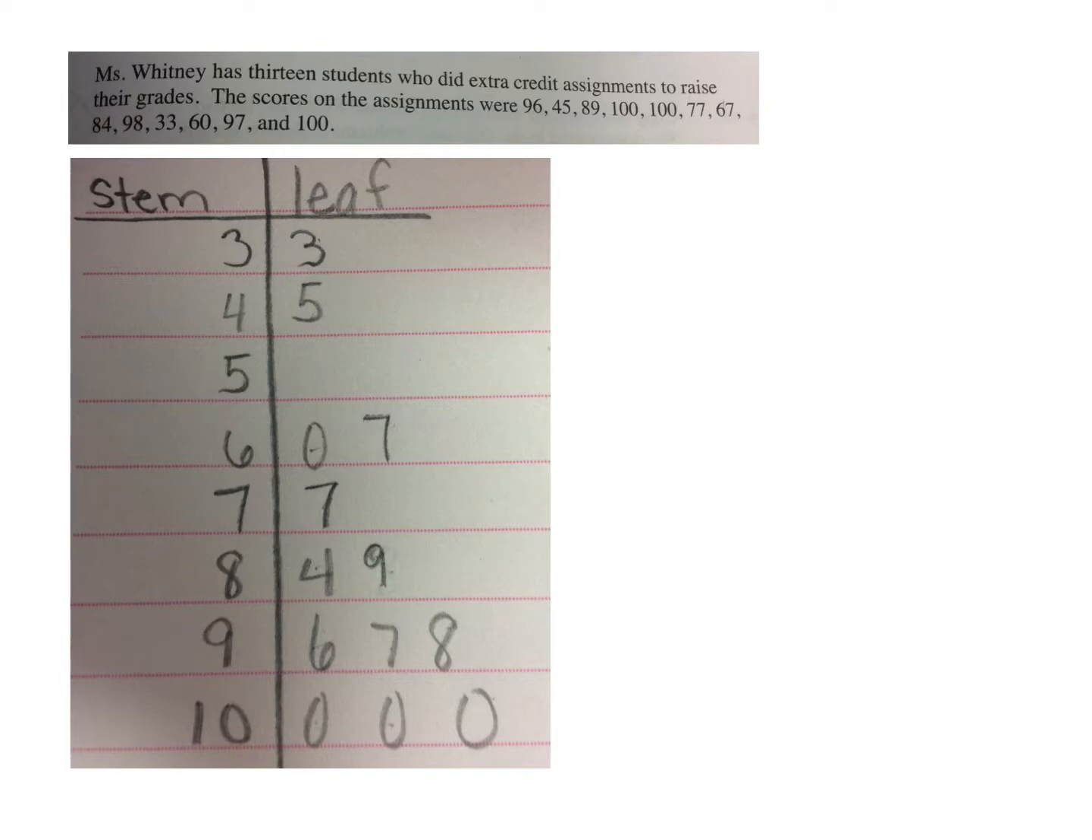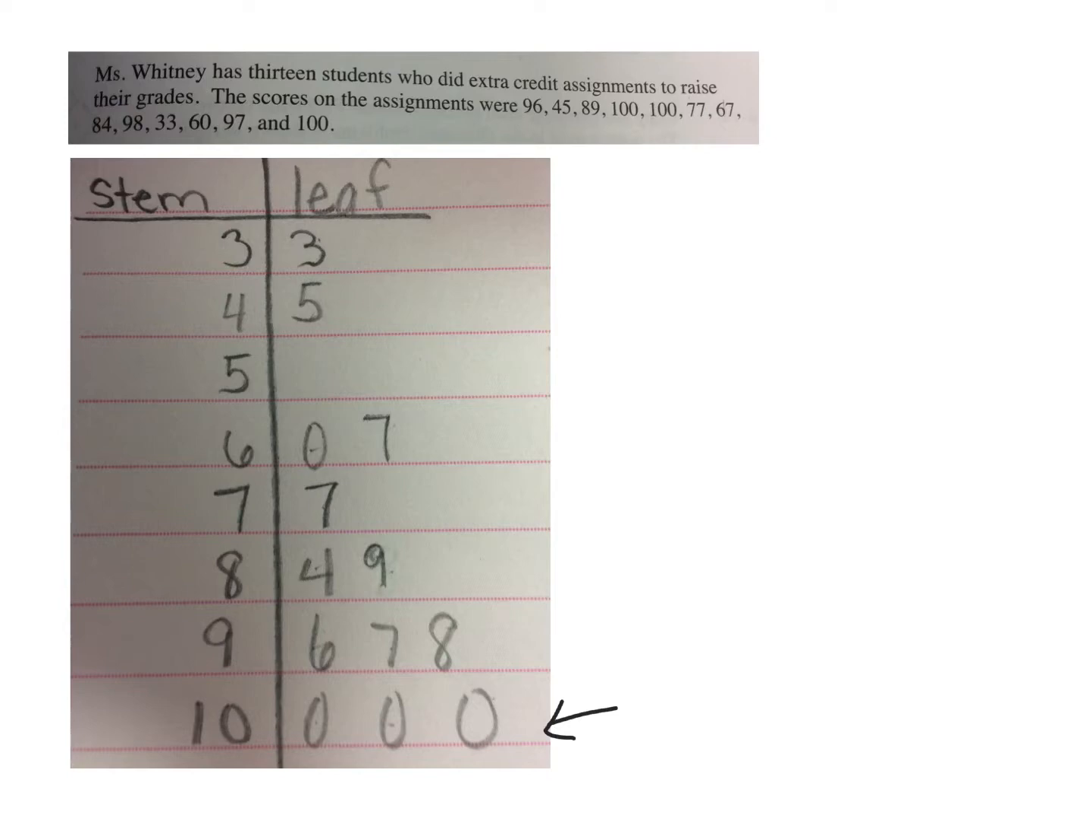When you get to numbers like 100, sometimes you have to think about what you're doing. The 10 goes in the stem, and only the last 0 of the 100, still that ones digit. So that ones digit, or the last digit of the number, is the one that goes in the leaf column. So this is almost a complete stem and leaf plot.